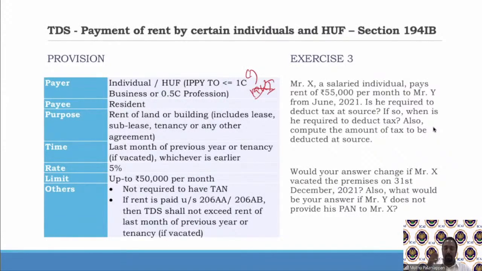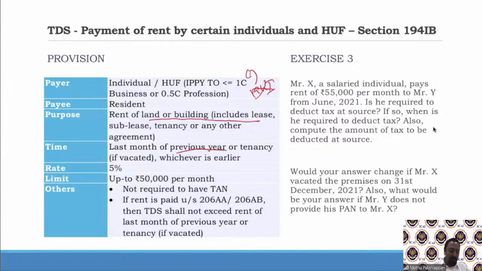So it is applicable to a person when rent is being paid to a resident. Rent of land or building includes lease, sublease, whatever. When you say land or building, it includes both land and building also. When you say building, it includes the land. When should you deduct TDS? Last month of the previous year, that is March of that financial year, or in case they are vacating the property, the last month in which they occupied the property, whichever is earlier. So either March or the month in which they are actually vacating.